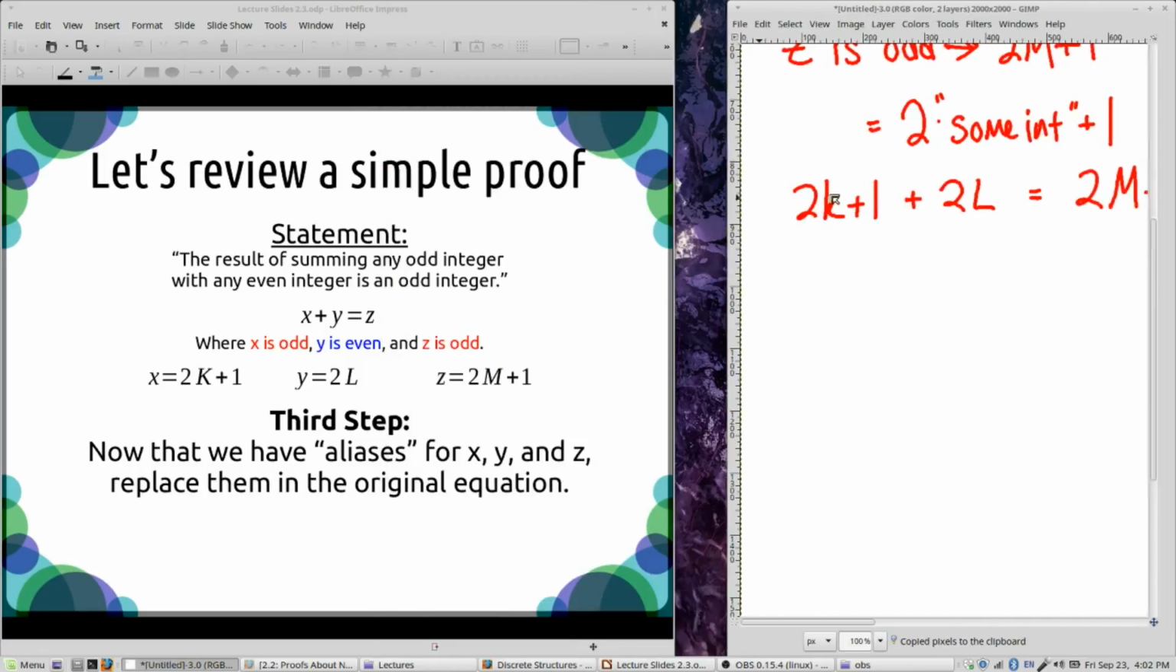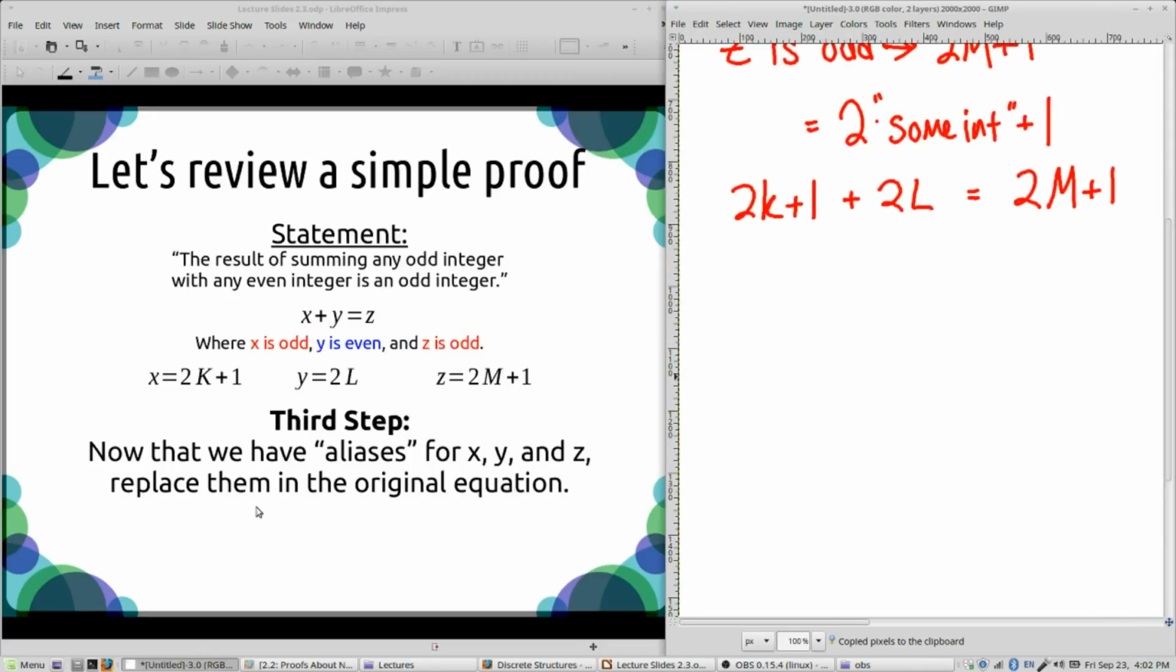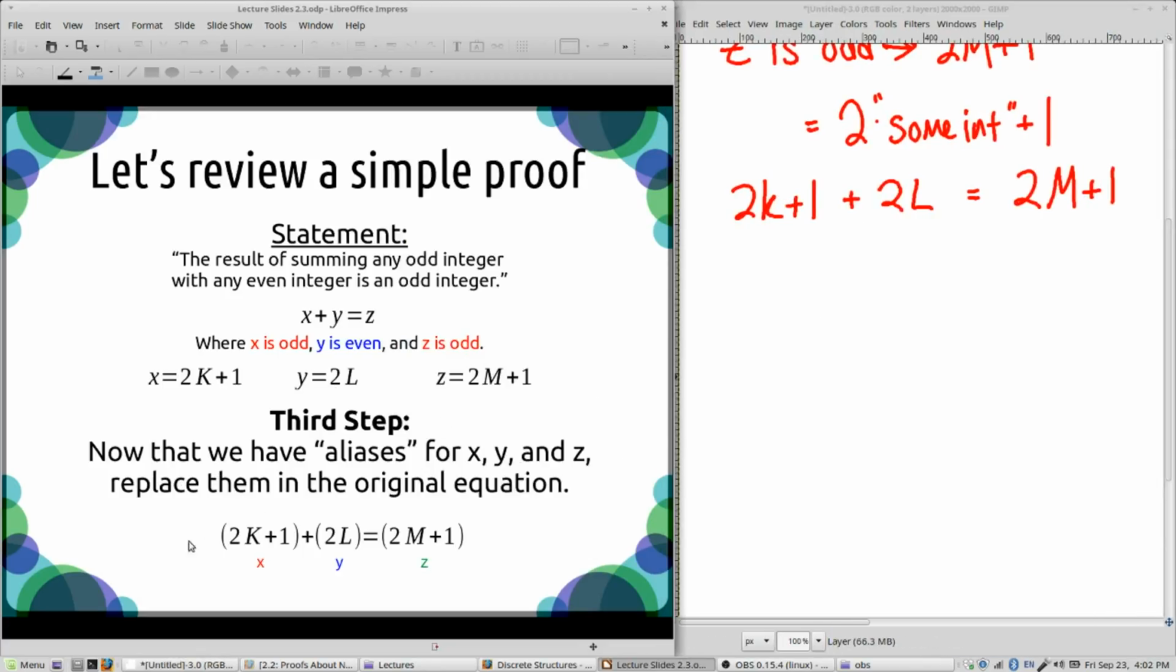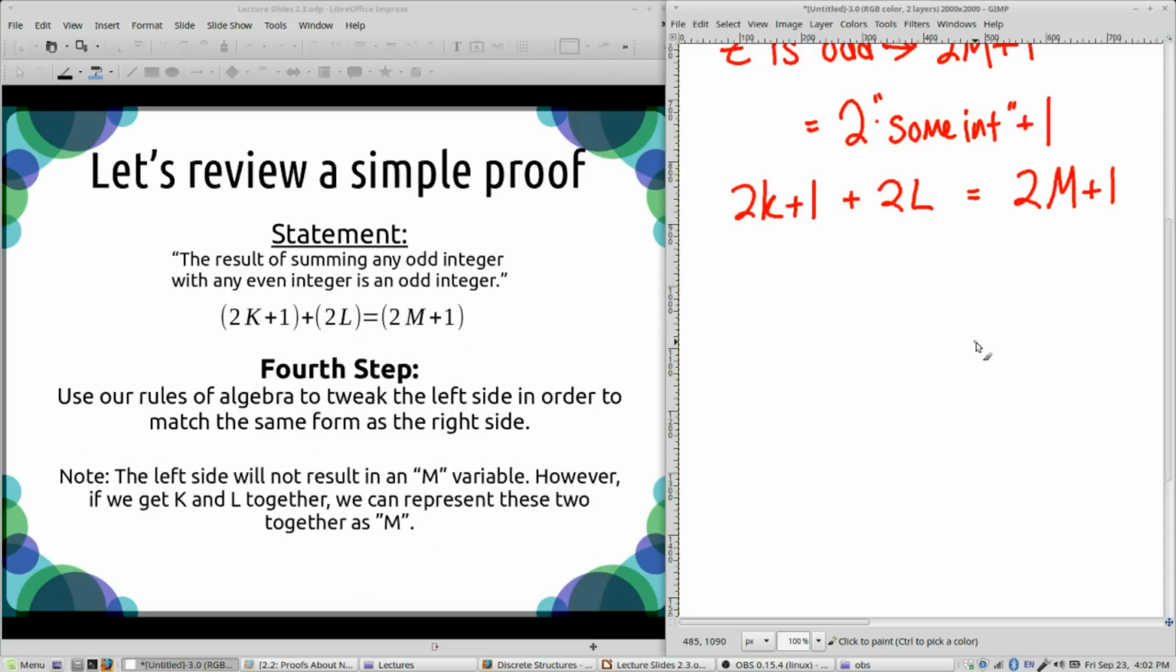So the next step here, we've replaced the original variables with their aliases. And the fourth step would be to use algebra to tweak it. So we know that we want the output to be some odd number, and these are the very most basic factors that we have. That's what we have to work with.